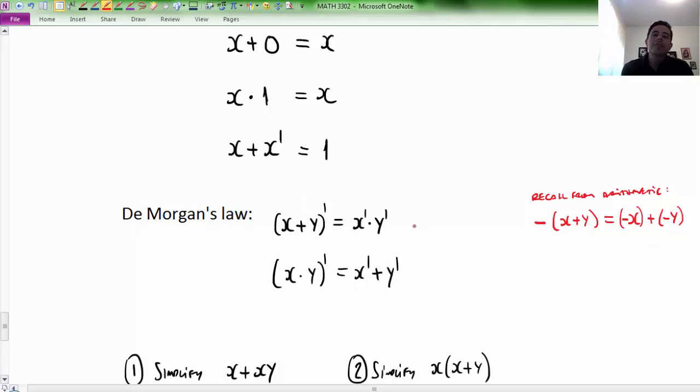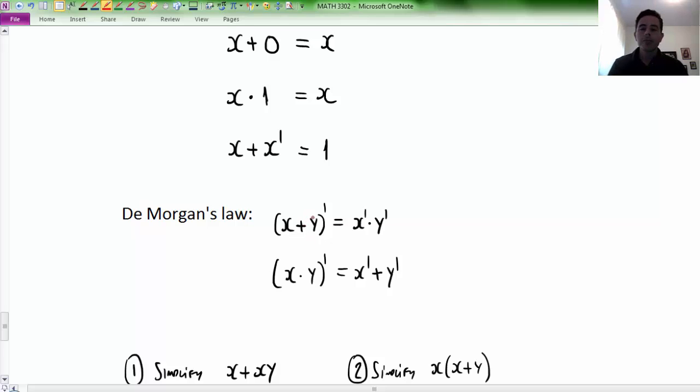So De Morgan's law is kind of similar, but it does something to the operation inside the parentheses. You distribute the negation, so it becomes not x and not y. But look at the operation here. Plus becomes multiplication. If it's multiplication, it becomes addition. So it is a little bit different, right? So that's De Morgan's law.